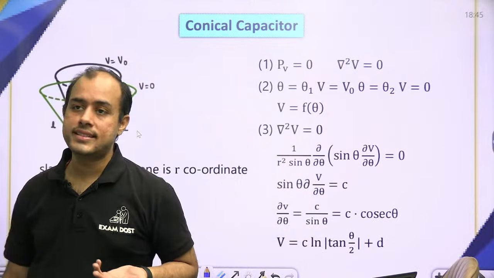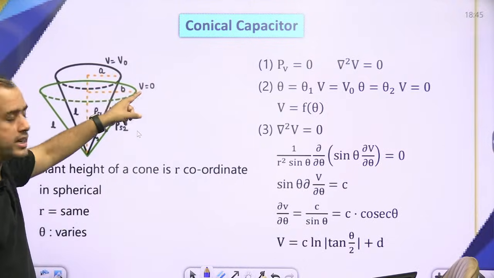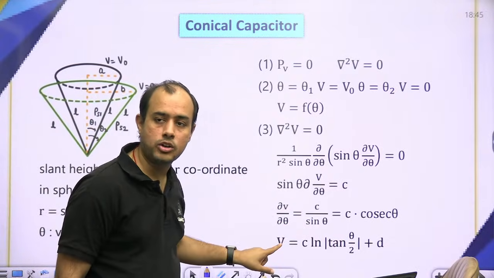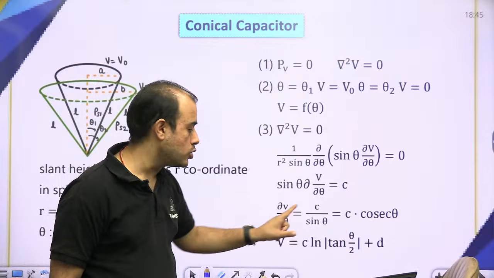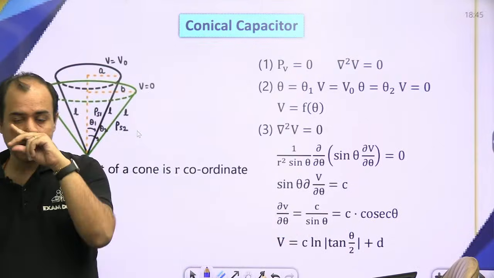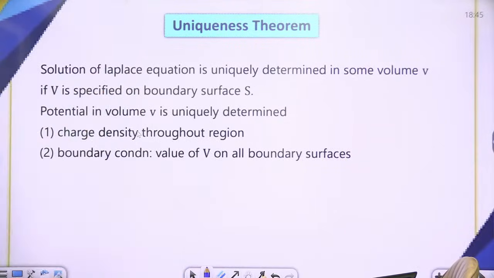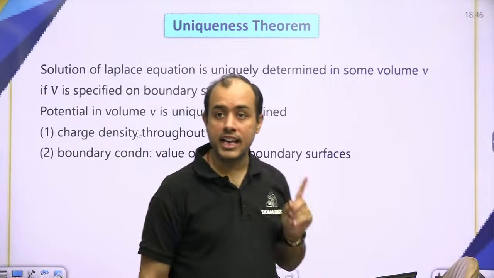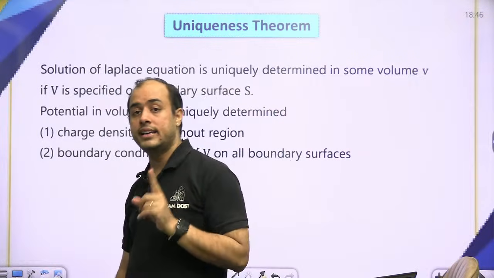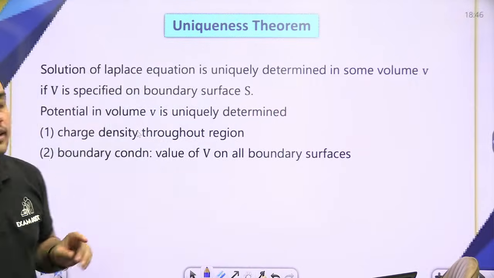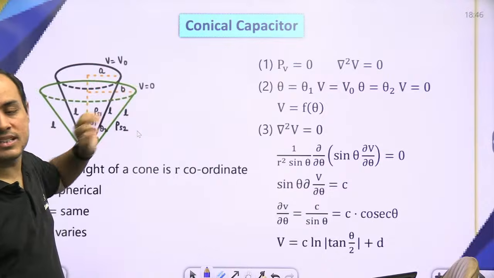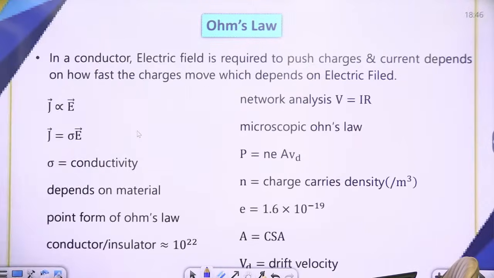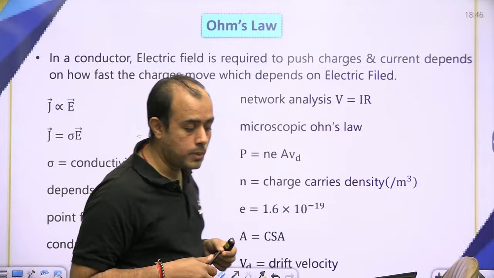Now how to find c and d? Using the boundary conditions. Put theta equal to theta 1, potential is V0. Put theta equal to theta 2, potential 0. So that way you can find C and D. So the solution of a Laplace equation will be unique if the potential is specified on the boundary. If I specify the potential on the boundary like this, then the answer that comes is unique. This is the uniqueness theorem.